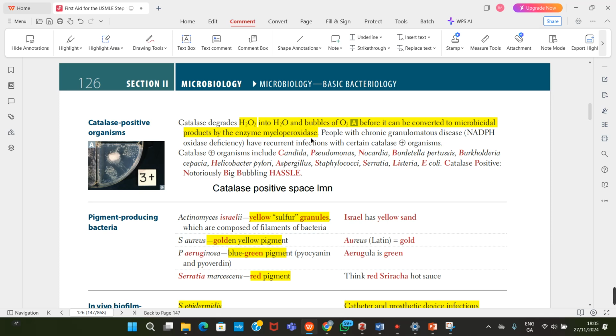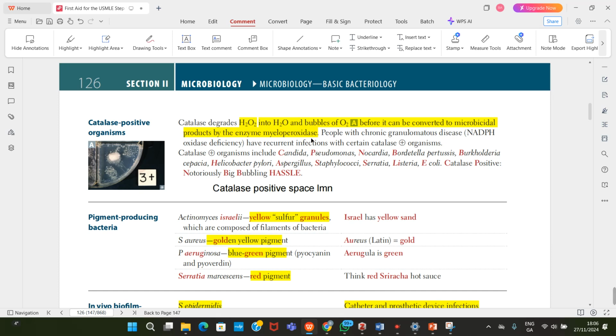So neutrophils will do that reaction from oxygen to superoxide to hydrogen peroxide, and hydrogen peroxide to hypochlorite, and the neutrophils will now use that hypochlorite to kill the bacteria that they have phagocytosed. So that is the oxidative burst.